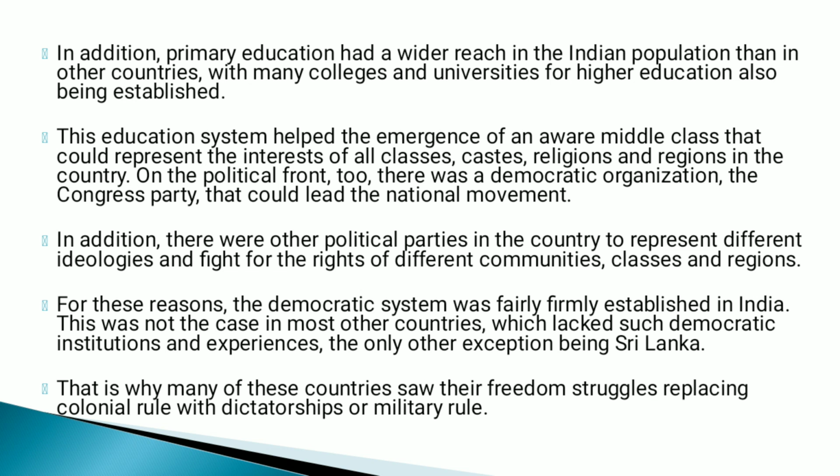This education system helped the emergence of an aware middle class that could represent the interest of all classes, castes, religions, and regions in the country. On the political front, too, there was a democratic organization, the Congress Party, that could lead the national movement. In addition, there were other political parties in the country to represent different ideologies and fight for the rights of different communities, classes, and regions. For these reasons, the democratic system was fairly firmly established in India.